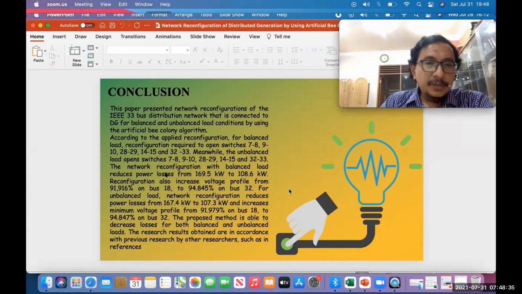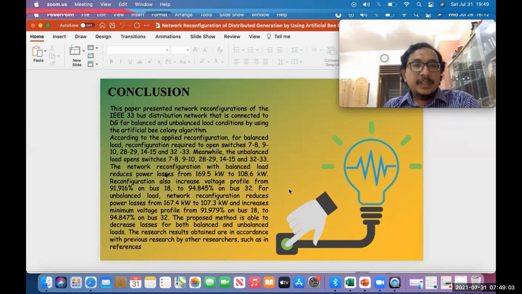167.4 kilowatts to 107.3 kilowatts, and increased the minimum voltage profile from 91.979% on bus 18 to 94.847% on bus 32. The proposed method is able to decrease losses for both balanced and unbalanced loads. These results are in accordance with previous research by other researchers, as in the references.